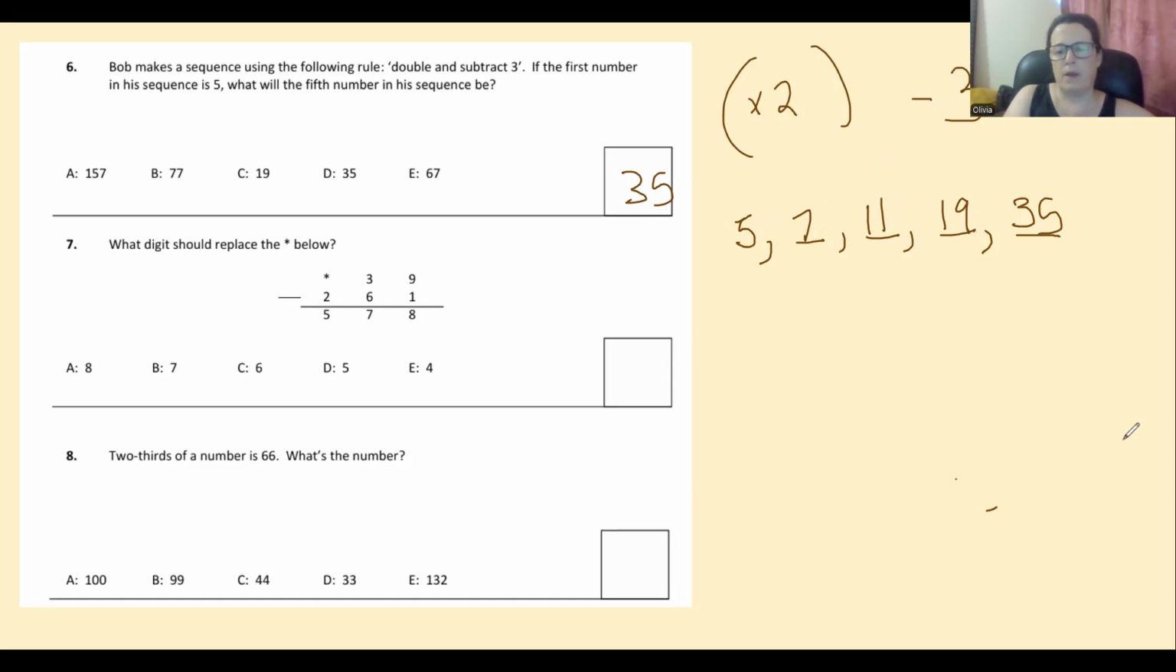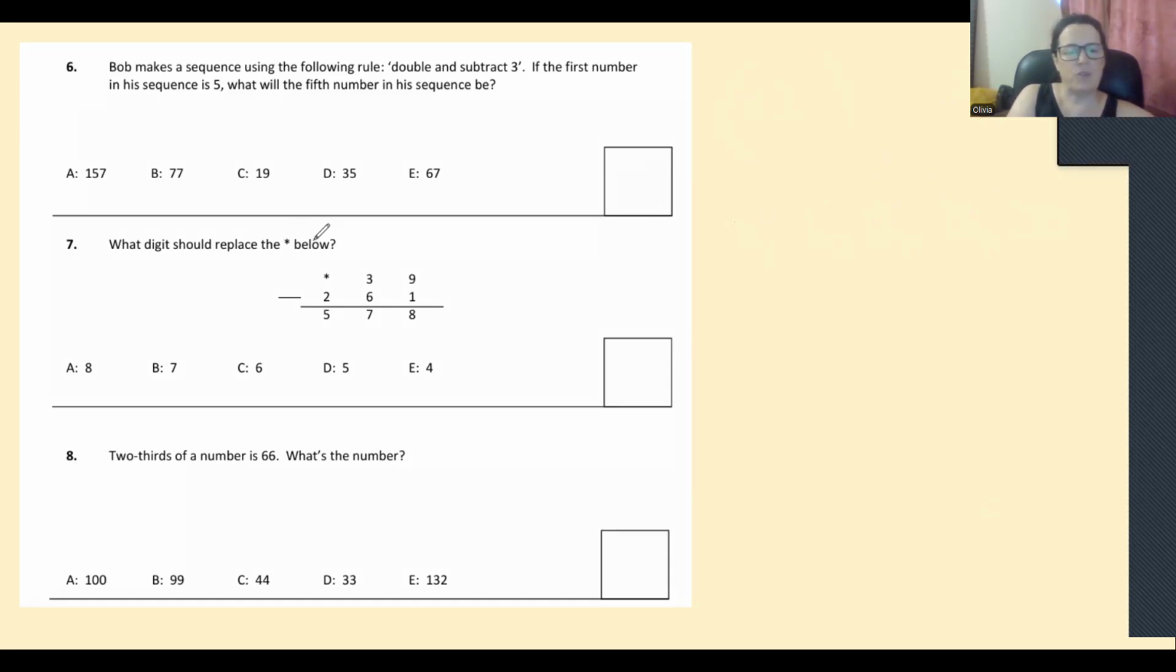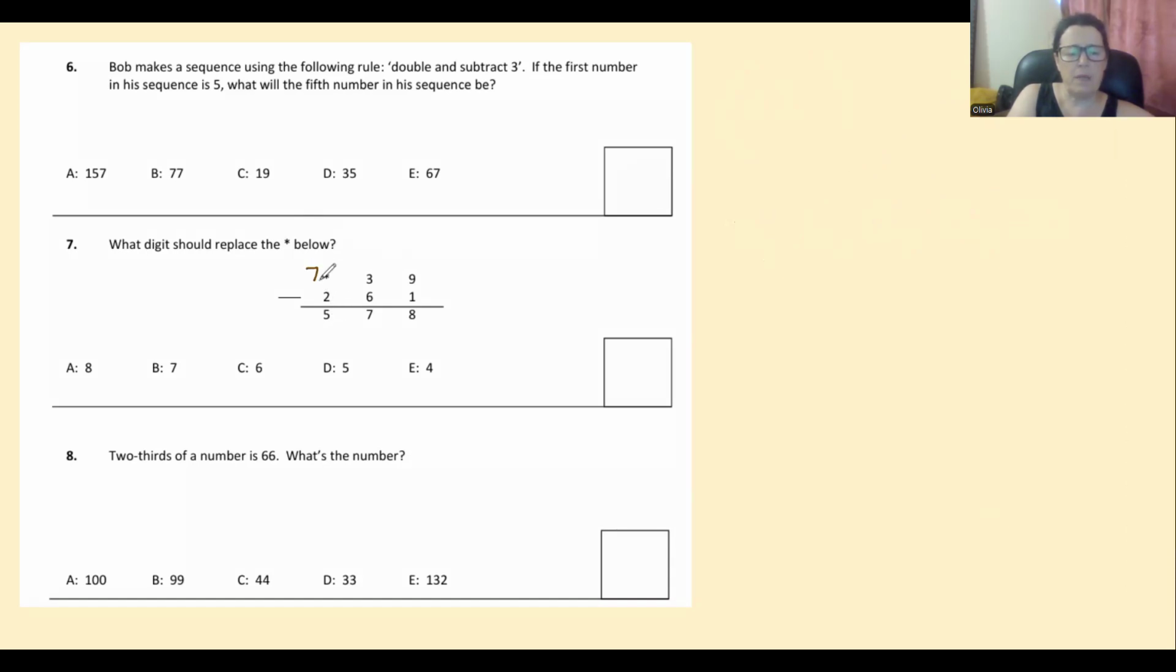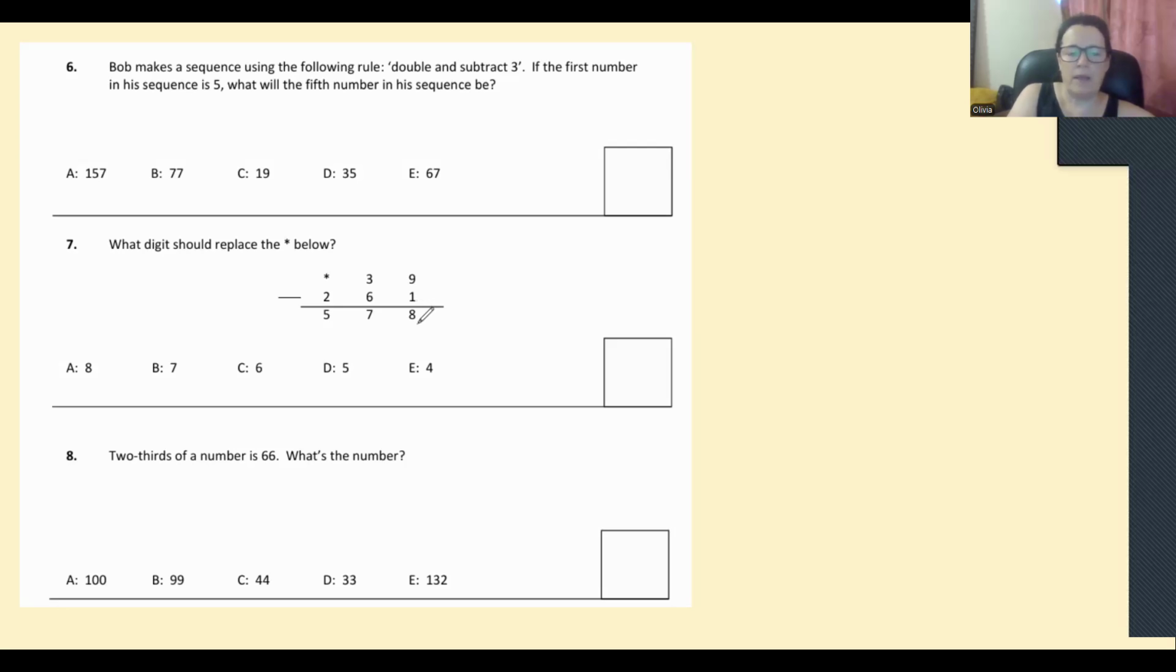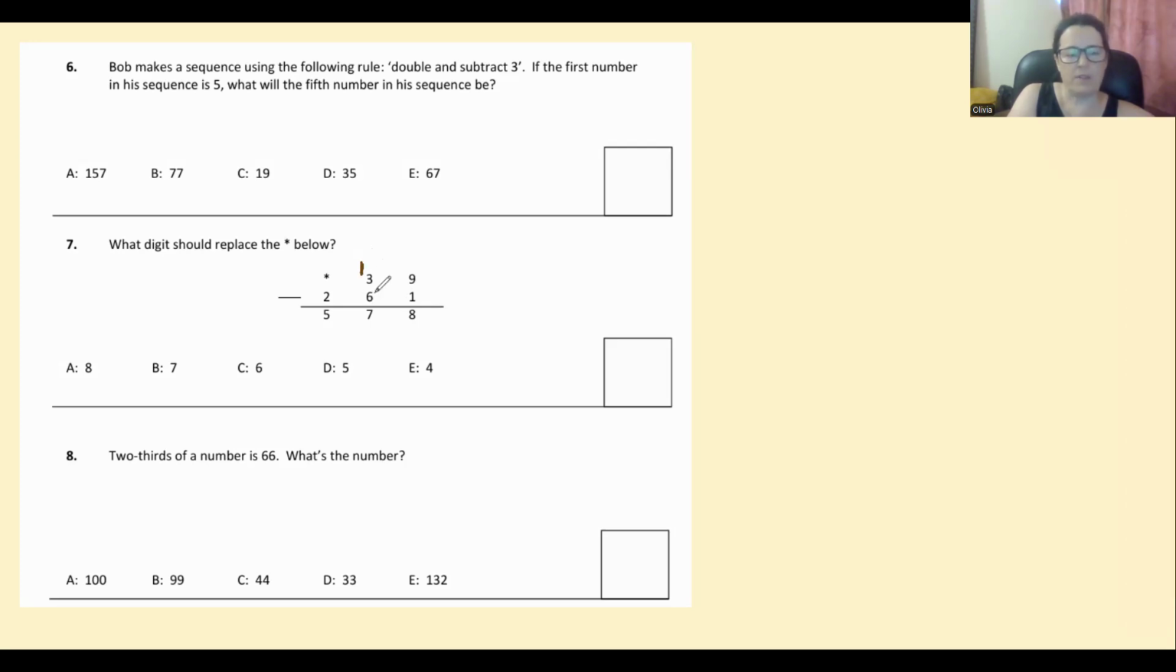Looking at the next one here, what digit should replace the asterisk below? Now, some people might see this 2 here and they might go, oh, it has to be 7. But is it 7? Let's have a look. It can't be that easy. 9 subtract 1 is 8, yes. 3 subtract 6 is not 7, but I do know that 13 subtract 6 is 7. So I'm going to put a 1 there to make it 13.